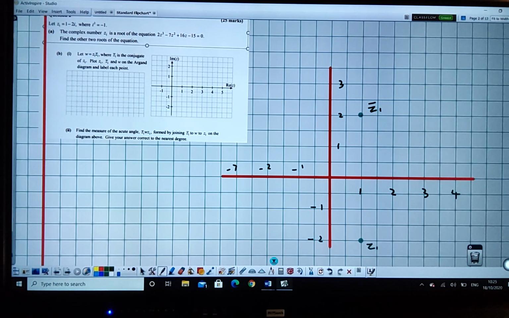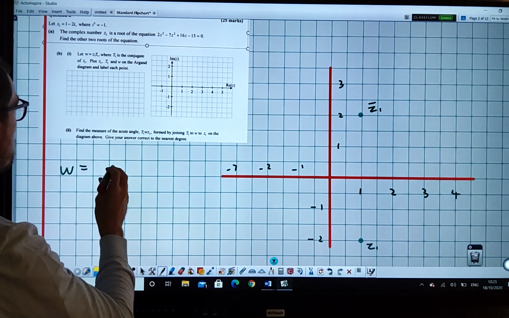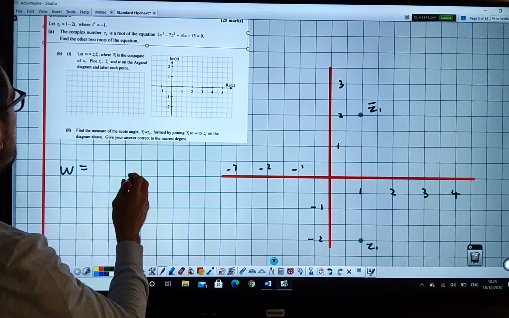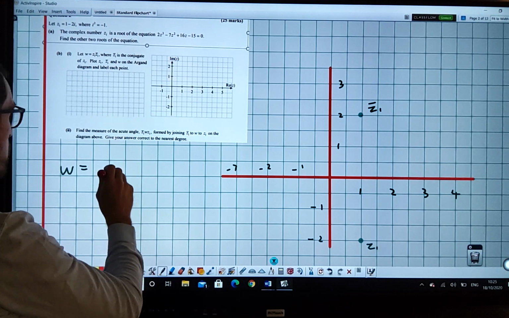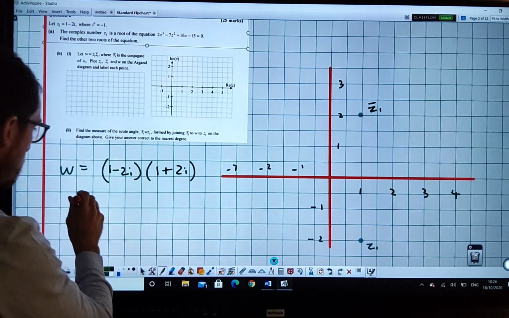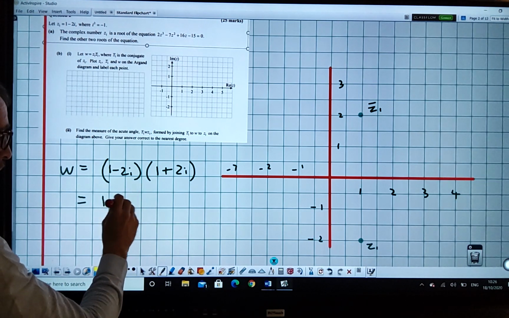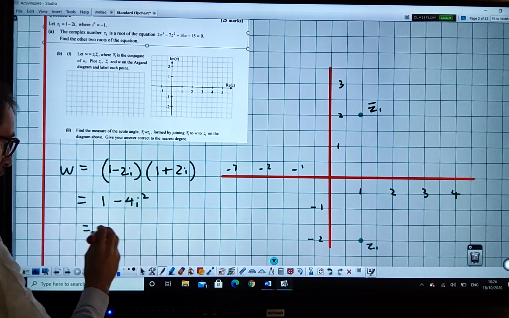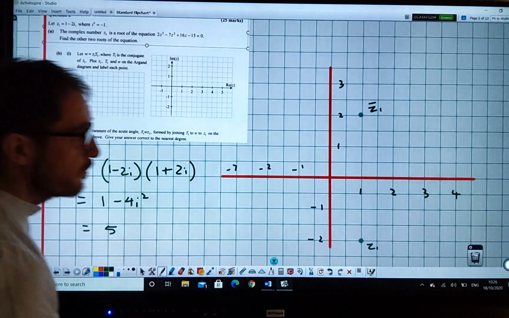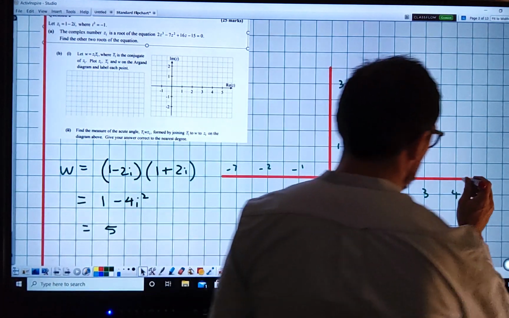Okay, now, so we know that W is equal to Z1 times Z bar 1. So we have to work that out. Okay, so W is equal to Z1, which is, let me see, 1 minus 2i, times 1 plus 2i. Okay, so that's equal to 1 minus 4i squared, so it's going to be minus 4i squared. So that's equal to 5. 5 plus 0i, which is going to be this point here. Okay, just going to extend this.